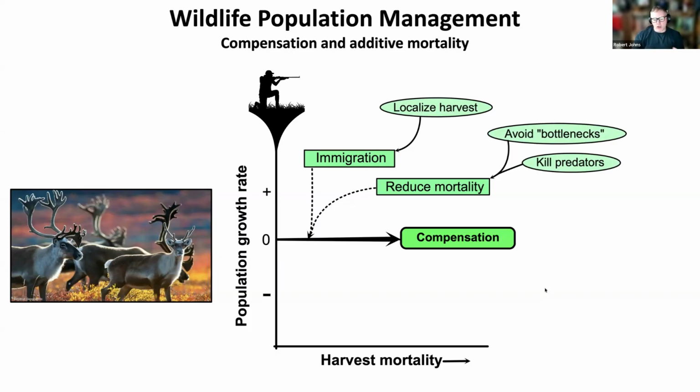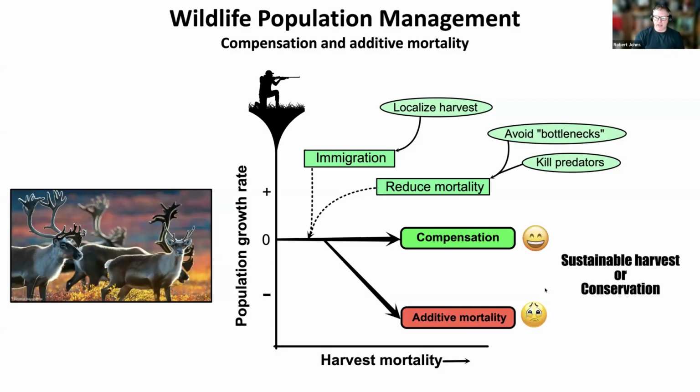But at some point, if you keep ratcheting up your harvest mortality, you're going to get a point where that mortality starts pushing those populations negative. In other words, you're overcoming the compensatory capacity of these populations. And this can lead to what we call additive mortality. Obviously, if you are managing for sustainable harvest or conservation, compensation is what you'd like. Additive mortality is what you don't want.